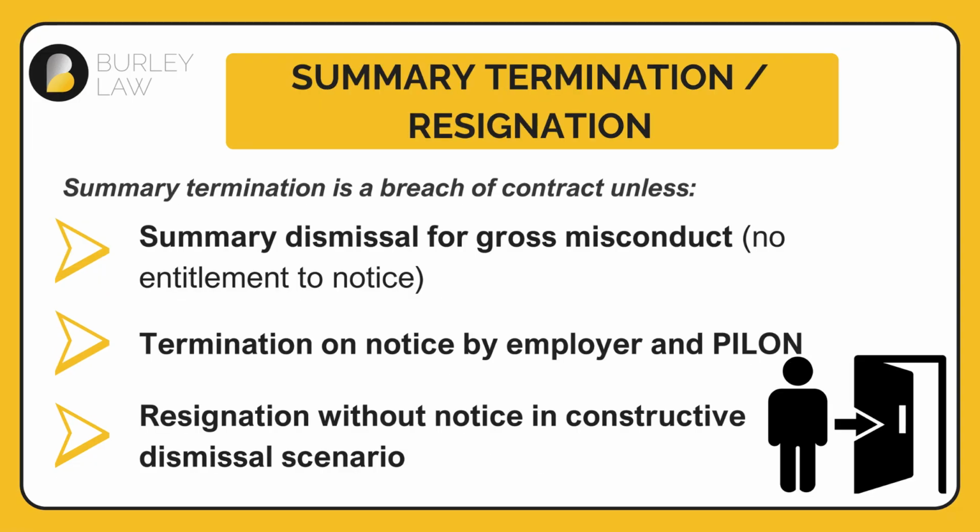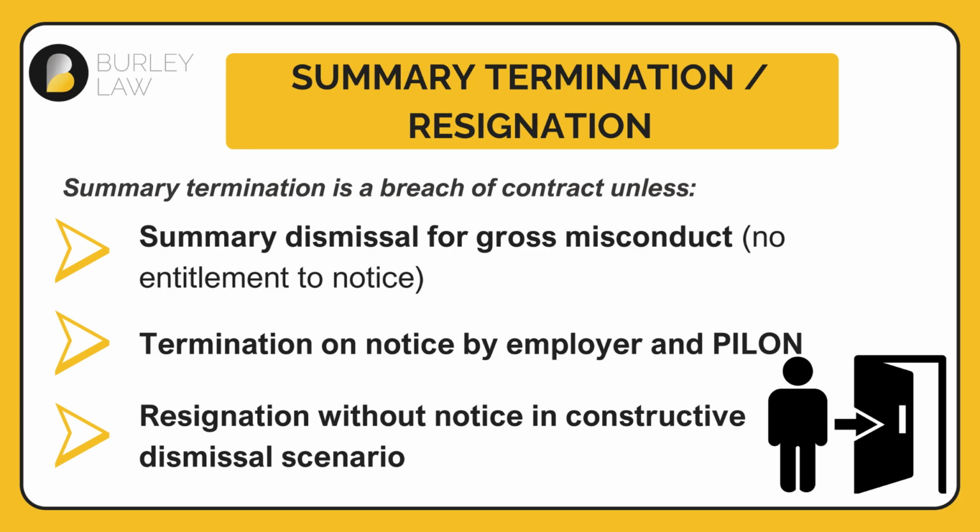Summary termination and resignation. Normal rules apply unless there is a right to terminate an employment contract lawfully by either employee or employer. A termination without notice, summary termination, will be unlawful. It'll be a breach of contract. For the employee, it probably would mean that they have a claim for wrongful dismissal as well as breach of contract, because wrongful dismissal is dismissal without notice in circumstances where the employer is not entitled to do that.